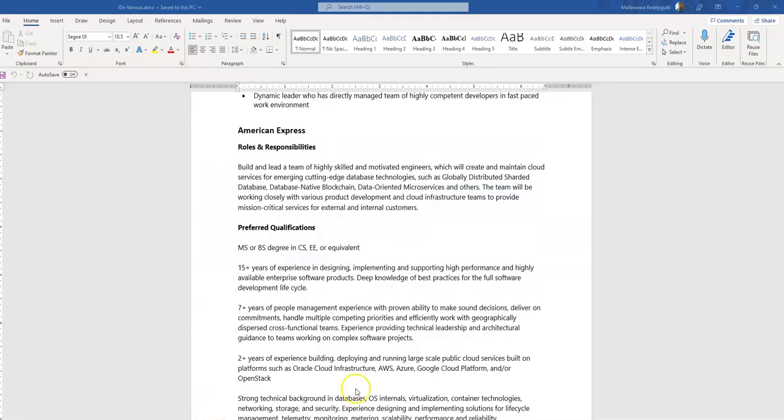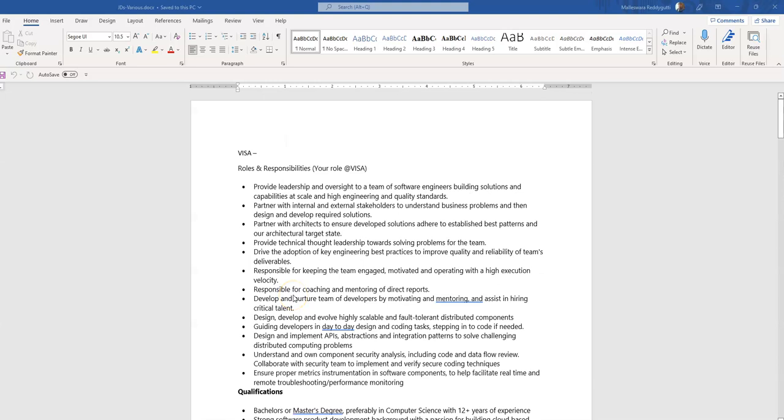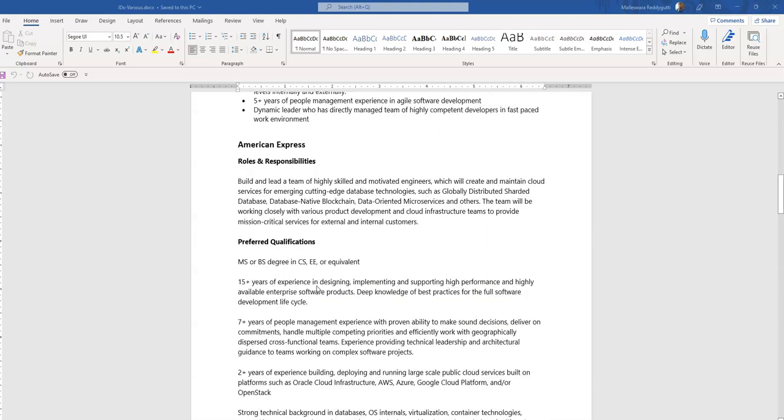On the other hand, I have collected a few JDs from Naukri and Monster, which are actually for architect roles, project manager roles for cloud competencies, or maybe director type of roles. So you can have a look at that. I'm going to share it on Google Drive. If you check a few JDs here, they're expecting 15 plus years of experience in designing, implementing, and supporting high performance and highly available enterprise software products. So this is going to help you prepare your CV. That is the reason I'm going through these JDs as well.